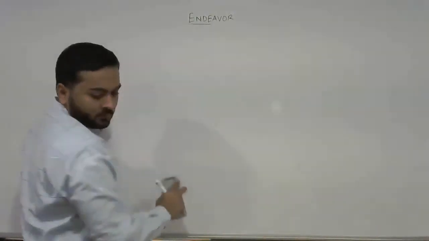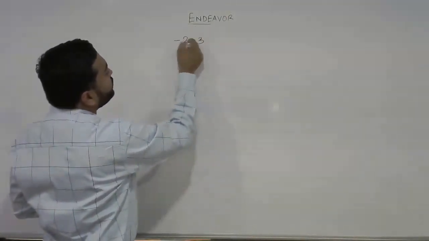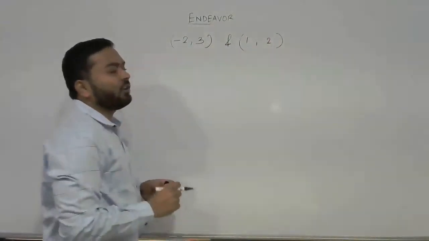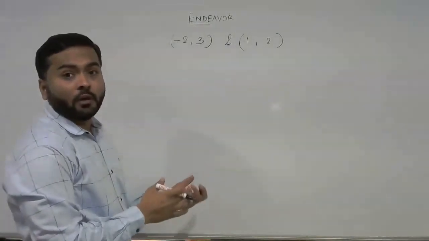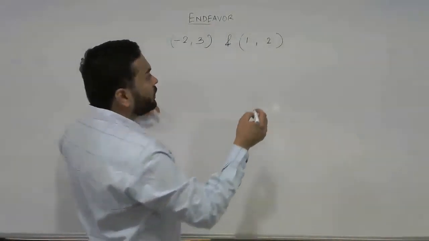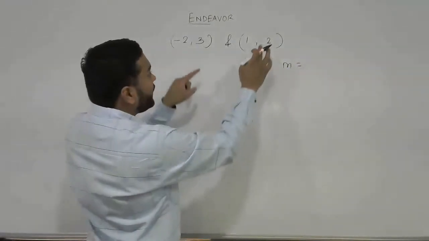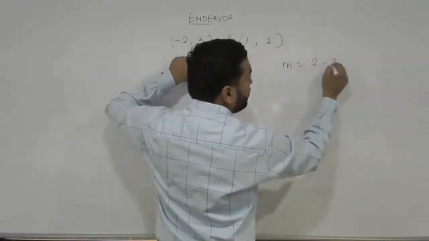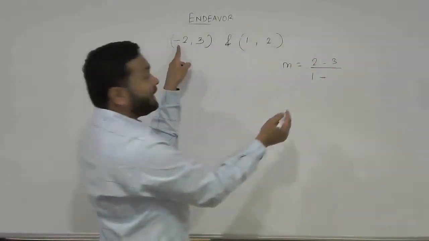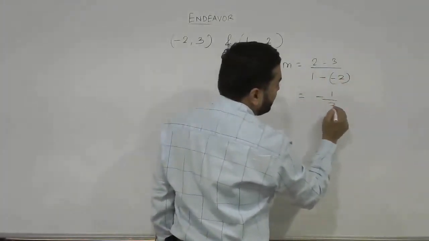So let us say the points that they have given are minus 2 comma 3 and 1 comma 2. These are the 2 points that they have given, and they are asking you to find out the equation of a line. So by the way, what would be the slope of the line here? Let us first find the slope of the line. The slope m is y2 minus y1, so that is 2 minus 3 upon 1 minus of minus 2, that becomes plus 3, so this is minus 1 upon 3, the slope.